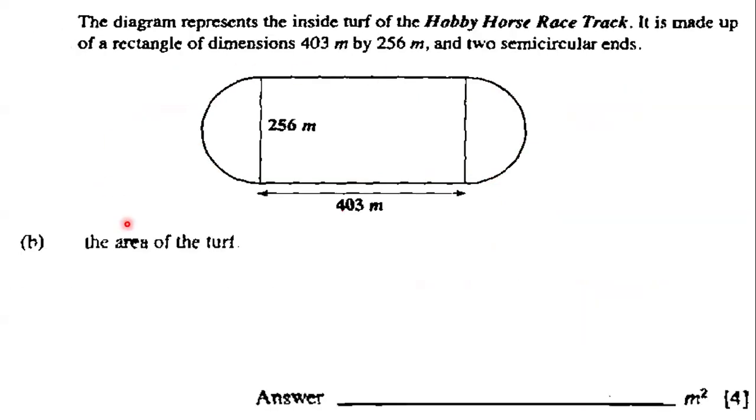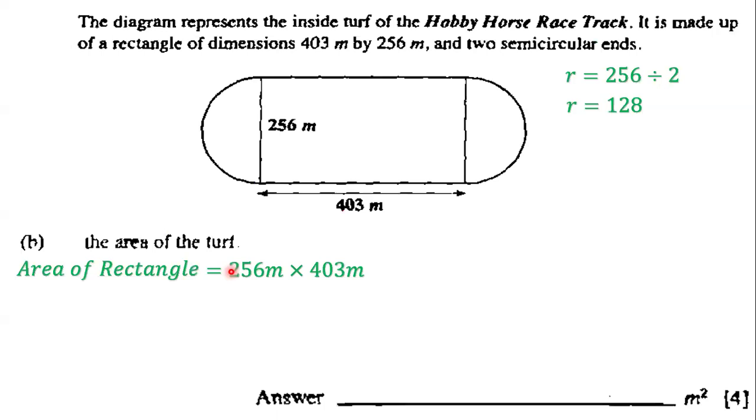Next, our goal is to calculate the area of the turf. If we're looking at the area of the turf, we have a rectangle and two semicircles. Let's figure out the area of the rectangle first. The area of the rectangle is 256 multiplied by 403 meters, which gives us 103,168 meters squared. That's the area of the rectangle.